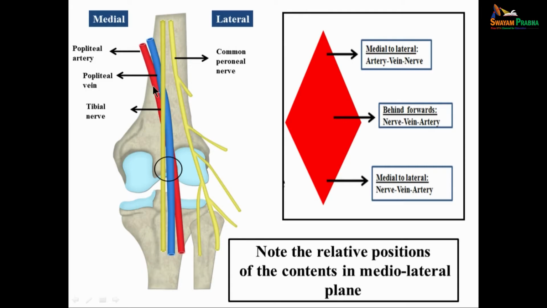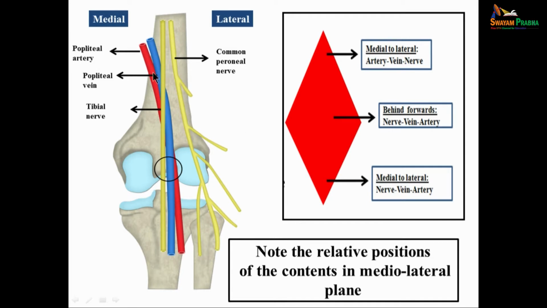we can see the relative position of the contents in a mediolateral plane. So this is the medial side, this is the lateral side. Now I will just describe the contents. This is the common peroneal nerve, this is the tibial nerve, this is the popliteal artery, this is the popliteal vein. You can see the artery is lying deepest, then we have the vein, then the tibial nerve, and the common peroneal nerve is running along the superolateral aspect.